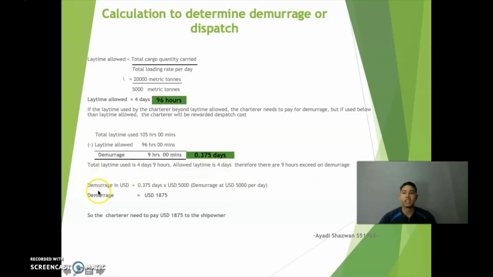Next, we calculate demurrage in USD. 0.375 days multiplied by USD 5,000, which is demurrage at USD 5,000 per day. So we got demurrage of USD 1,875. So the charterer needs to pay USD 1,875 to the ship owner.